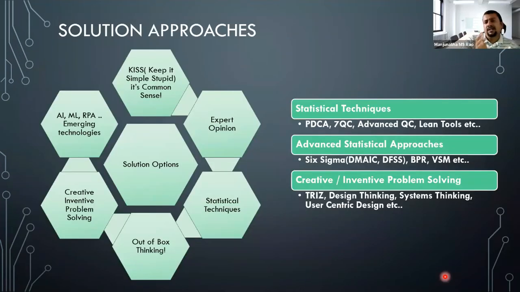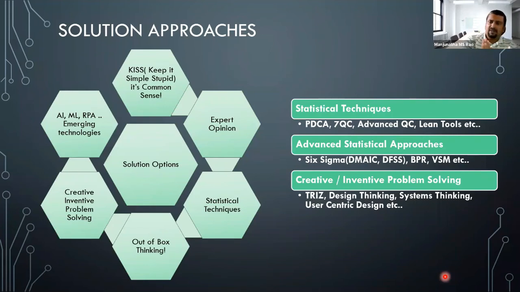So net to net, what I wanted to convey here is that there are different ways to solve a problem. A simple technique is keep it simple, stupid, which is common sense. Many a times we can go with expert opinion, statistical techniques, out of the box thinking, creative and inventive problem solving techniques. And nowadays technology is so advanced. You have AI, ML, RPA and emerging technologies, which you can use for solving your problems.